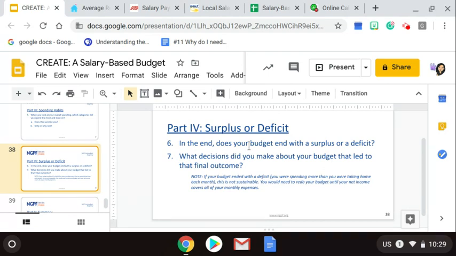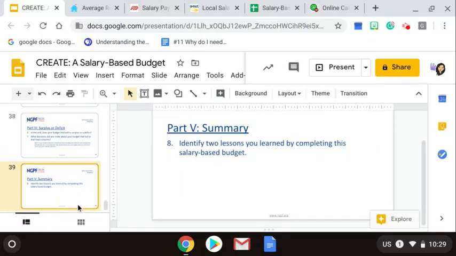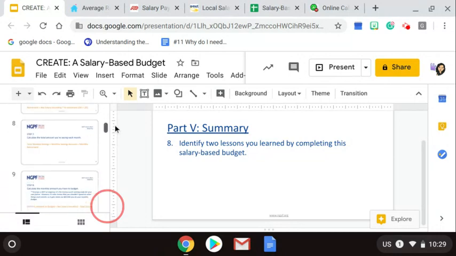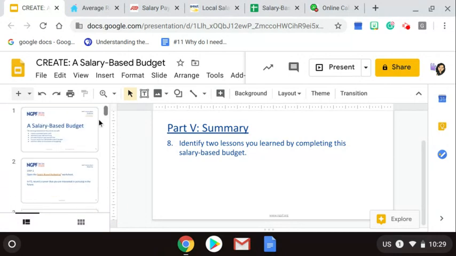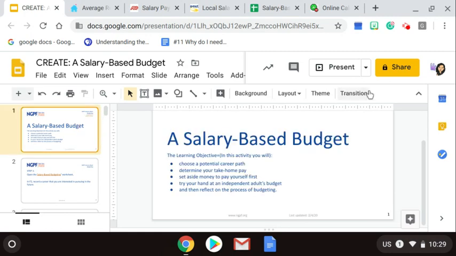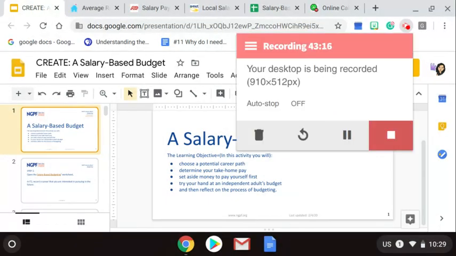Is there a surplus? Is there a deficit? And what did you learn from this? I really hope this lesson, if anything, serves you. I know I preached a lot today, but I do want you to have a solid financial future and know how to budget.